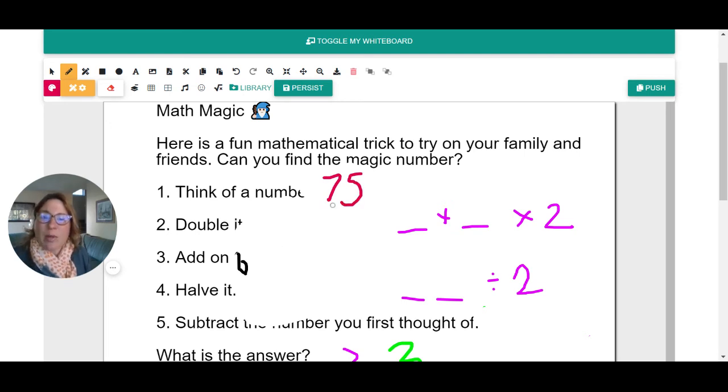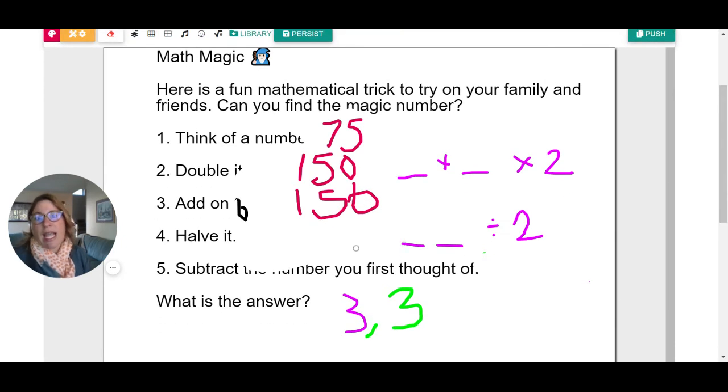Now we're going to double 75. What is 75 plus 75, or 75 times 2? It's 150. Now we add on 6. 150 plus 6 becomes 156. Now we're going to take 156 and divide that in half.